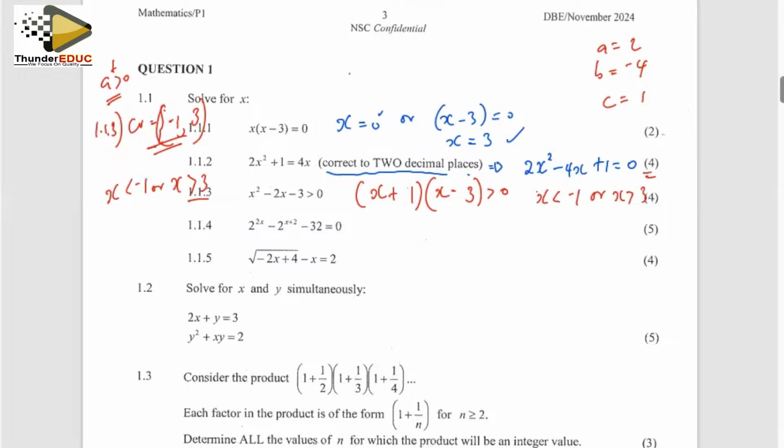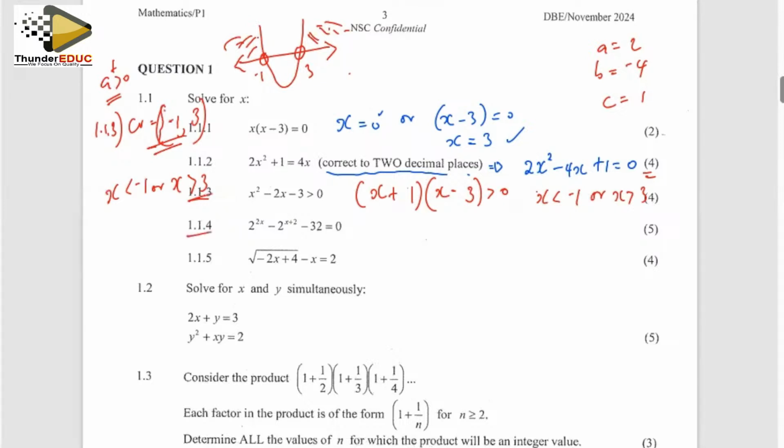Alternatively, you can draw the parabola, where we have something like that. That's -1, and that is our 3. We're focusing on these regions. This is the region of interest. So that is 1.1.3.